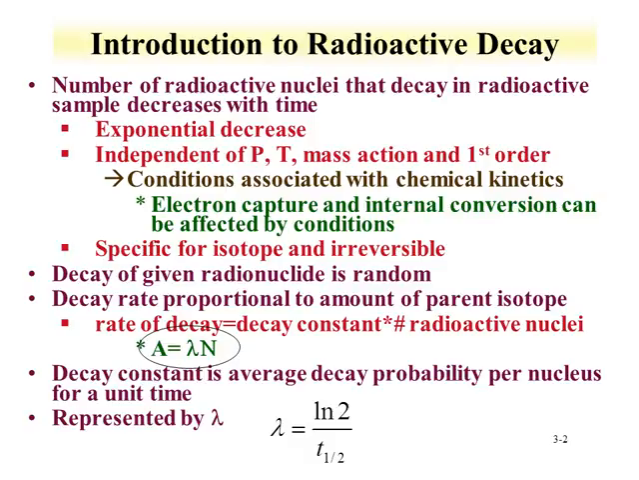This is a very fundamental equation that we'll use. And this decay constant is equal to log 2 divided by the half-life. The decay constant is the average decay probability per nucleus for a unit time. And as we talked about in the first chapter, the units of the decay constant are inverse unit time.